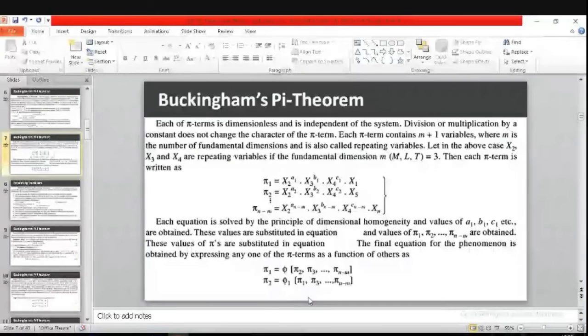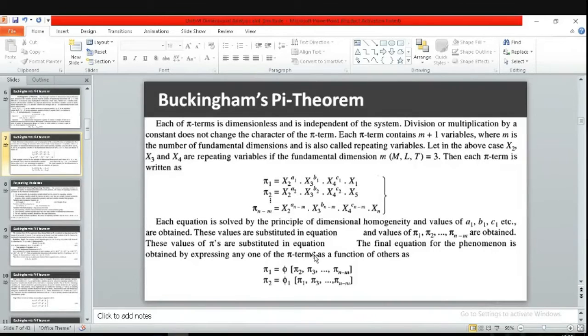Then how to write the pi terms. In the pi terms, you have to take repeating variables; there will be 3 repeating variables, and the fourth variable is to be selected as any one from the remaining properties. Okay, so if there are m number of repeating variables, then there exist m plus 1 number of variables in each pi term. Okay, we saw this step through a problem in the last lecture.